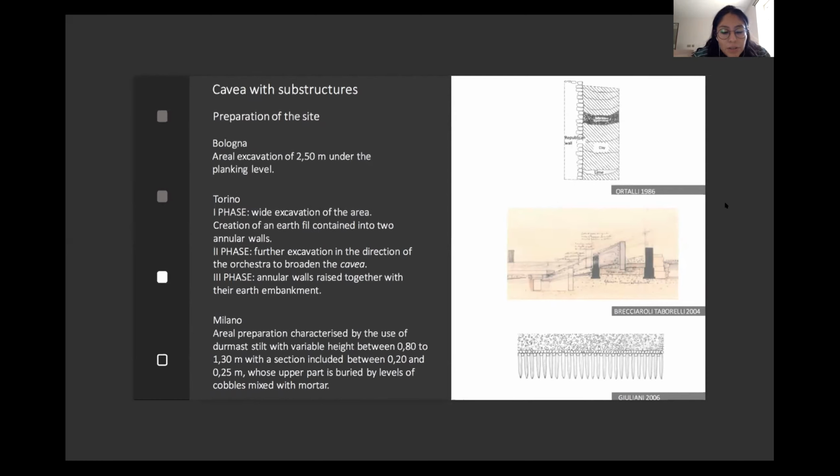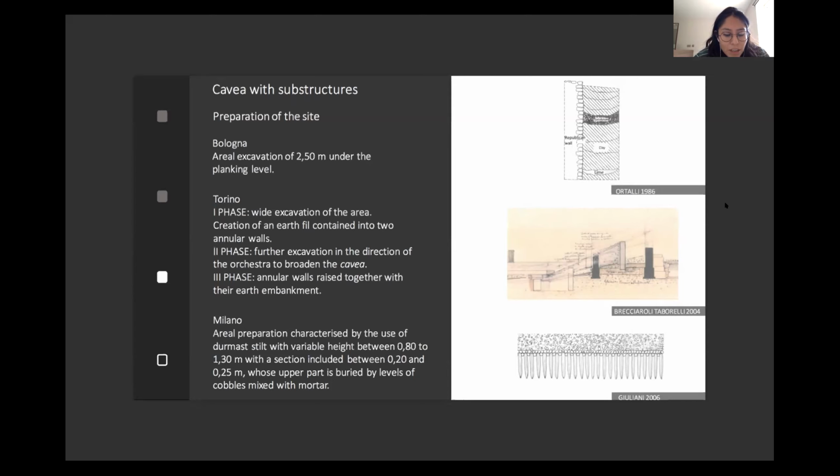In both cases, a huge aerial excavation has been realized, followed by the reuse of the earth removed as earth embankment, in function of the staticity of the building itself. In the case of the Bologna theater, located on declivitous terrain, an excavation of 2.15 meters under the planking level was operated. Then the foundation was constructed overground. The inner radials have been earth filled and barrel vaulted, which were then buried by the earth embankment to create an artificial slope. Similar is the case of Torino, where an excavation of the area was operated, on which two radial walls containing an earth embankment were constructed.